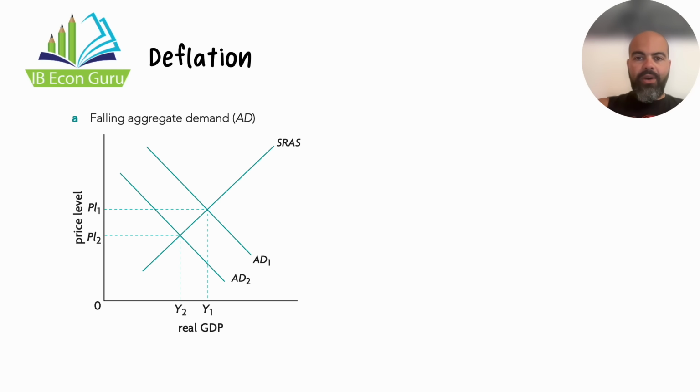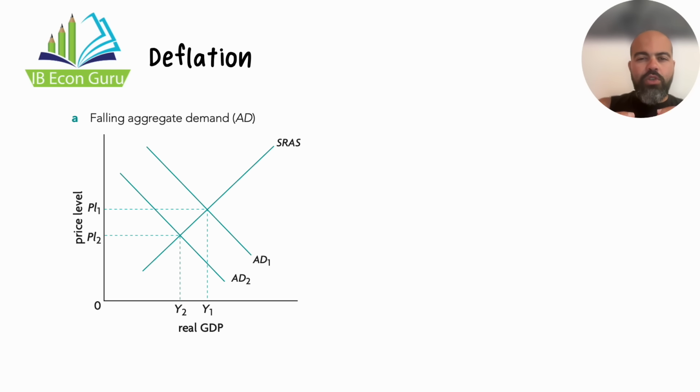Hello. I'm still in the second macroeconomic objective, which is a low and stable rate of inflation. I've already done the causes of inflation, where I talked about demand pull and cost push inflation. Now we also have to talk about deflation, which is a persistent fall in the average price level. Okay, so let's talk about the diagrams related to deflation.